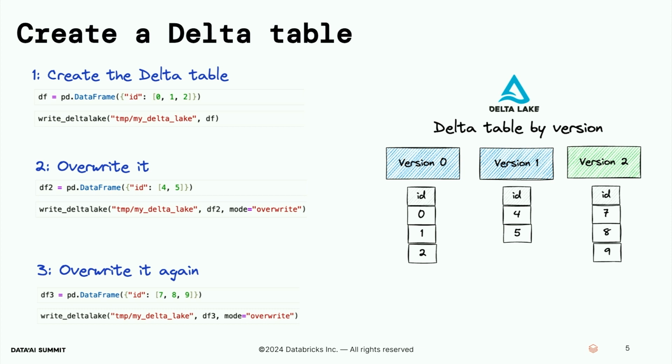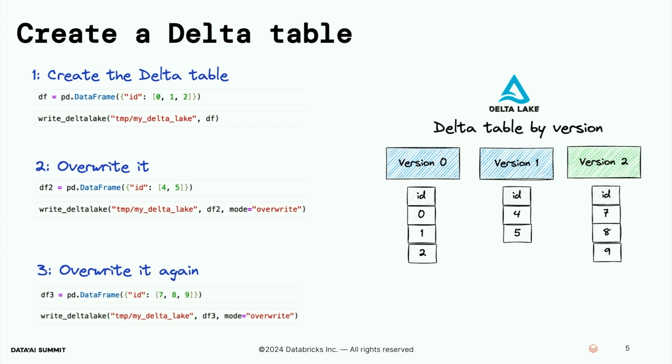Then we are going to instantiate a third Pandas data frame that has a single column ID, 3 rows of data, 7, 8, 9. We're going to write that out to a Delta table. So now we have a Delta table, as you can see on the right, with 3 different versions.